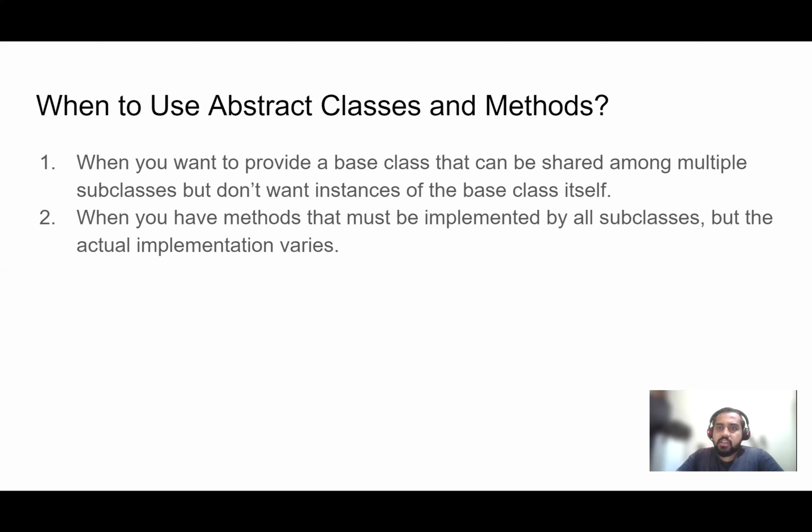Okay, such that we can achieve partial abstraction. And also, we don't want to create a parent class object. In that case, we can go with abstract classes. If you're confused, like I already told, about interfaces and inheritance concepts, please watch that video prior to this.